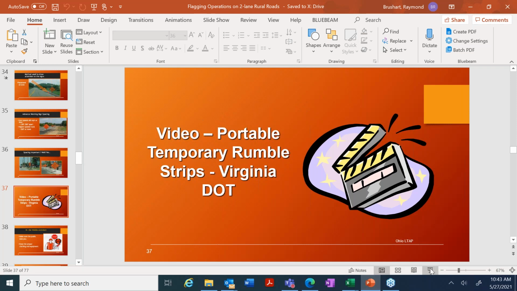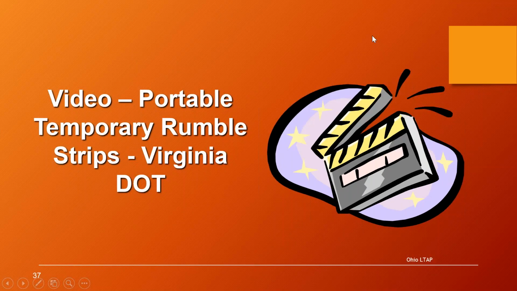So the point of this slide is just to show you that there's been a lot of research done for how to make flagging operations safer, especially the high speed ones. And one of the things that they've studied and has been successful in reducing crashes is these portable temporary rumble strips. So if you're going to be out there this year conducting a lot of flagging on high-speed 2-lane roads, you might want to think about using these rumble strips in your advanced warning area.